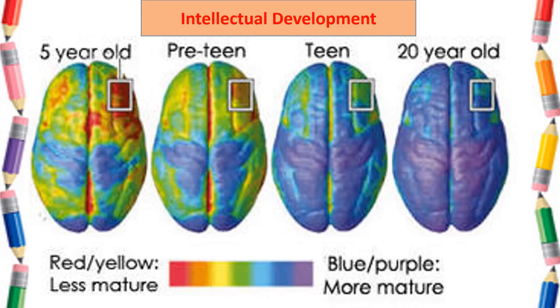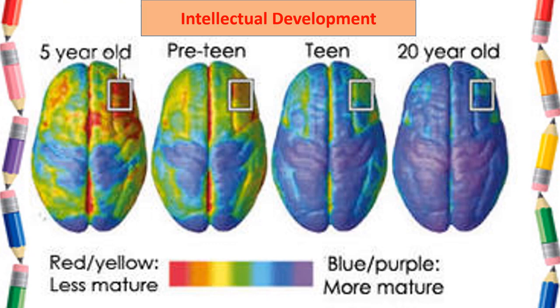So in a 5-year-old child, the brain is not that developed to understand things happening, and when it is pre-teen, in your teenagers, before teenage, that time also your brain is not that developed.